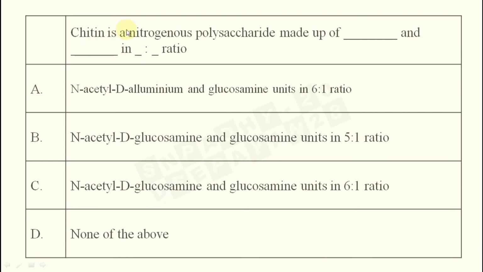Next you see, chitin is a nitrogenous polysaccharide made up of dash and dash in dash and dash ratio. We should know that these are nitrogenous polysaccharides. So definitely N-acetyl will be there, yes or no? N-acetyl D-glucosamine and glucosamine unit in dash ratio, whether 5:1 or 6:1. Which ratio? The answer will be option C, N-acetyl D-glucosamine and glucosamine unit in 6:1 ratio. Option C is the right answer.